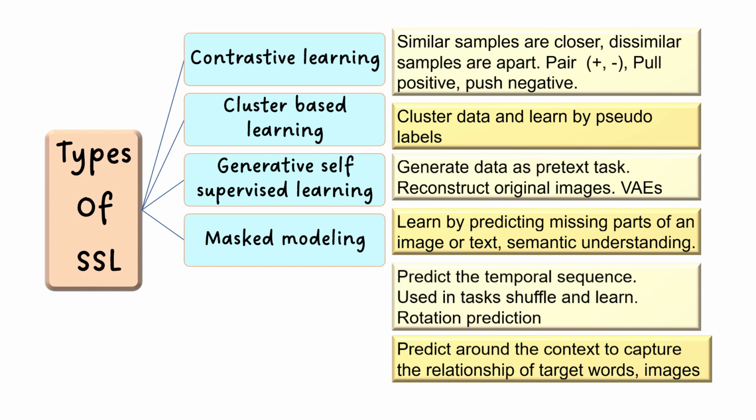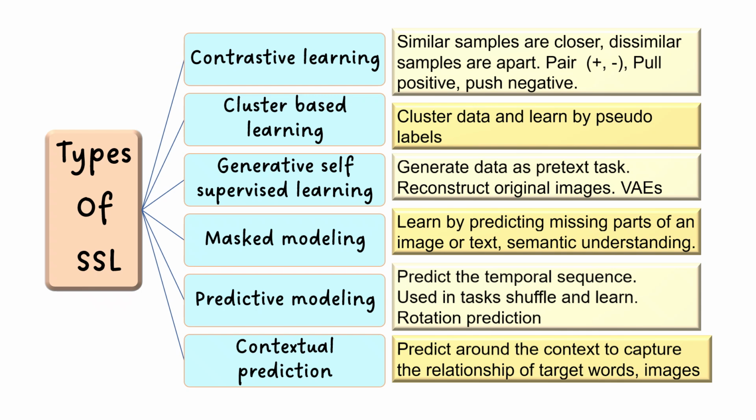Next, masked modeling. This learns by predicting missing parts of an image or text. Learns semantic understanding. This we saw in previous slide like missing parts of cat and missing words in a sentence. Predictive modeling. Predicts the temporal sequence. Used in task, shuffle and learn. Rotation prediction. This also we covered in previous slides.